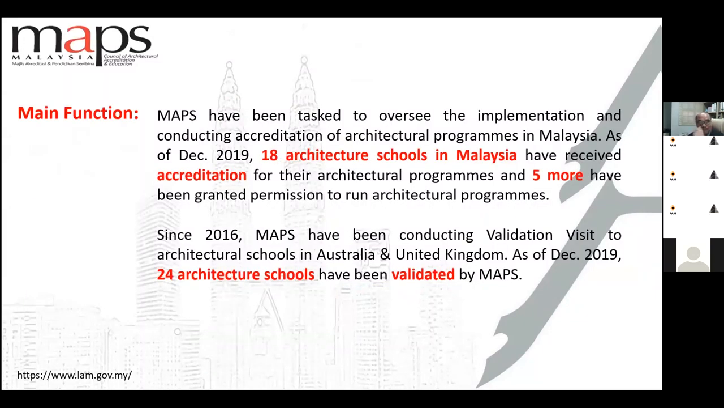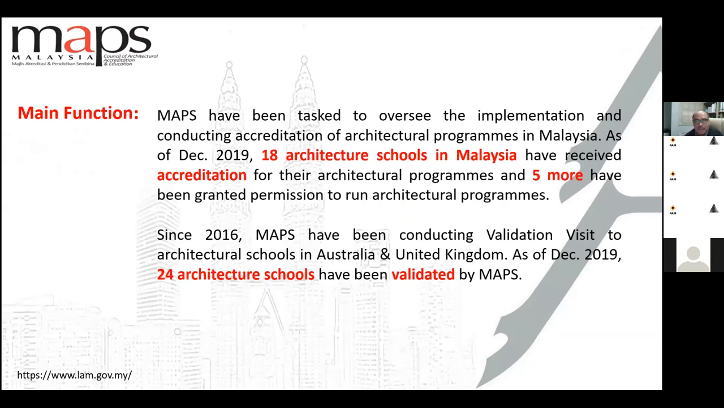So of course the main function of MAPS is to conduct accreditation of architecture programs in Malaysia. And as of December 2019, 18 architecture schools in Malaysia have received their accreditation, while 5 more have been granted permission to run architecture programs. So once they have a graduating cohort, they will invite LAM to conduct an accreditation visit.